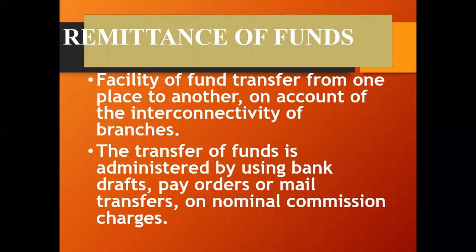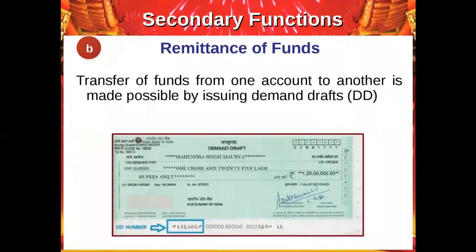Okay, so let us see what is a DD. Can you see this on your screen? This is how a DD looks. It's an SBI DD. Here, on demand, pay Mahendra Singh Maurya 1 crore and 25 lakhs. So here, if you see, the signatories will be the bankers.